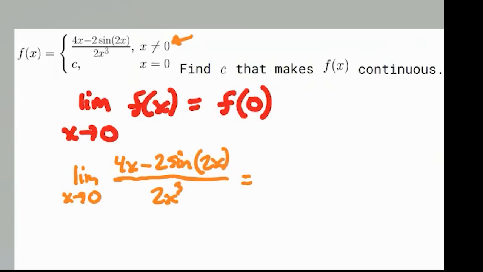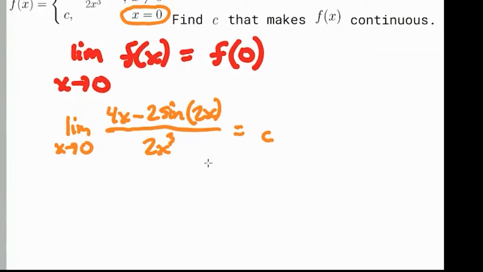now f of 0, so here x actually is equal to 0, we're going to want to use this piece right here. So in this case, it's equal to c, okay? Which is awesome because we're trying to figure out what c is for this problem. So just solving this limit on the left here is going to help us figure out what c is.